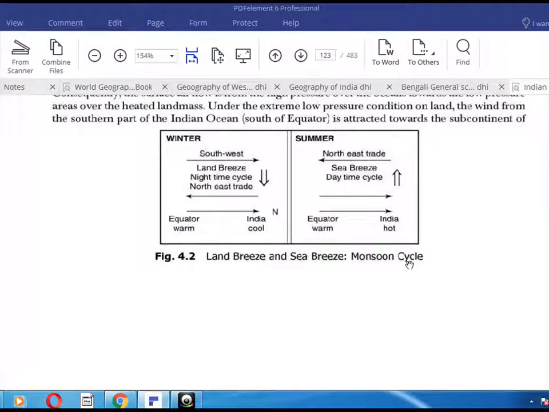And here is winter season. Here is the land breeze and sea breeze. Winter season is the southwest monsoon, the southwest wind blows, and land breeze at night time cycle, northeast trade, and equator to the northern part, equator to the Indian coast. And here is summer time, so northeast trade, sea breeze daytime, equator to India. Equator warm and India.